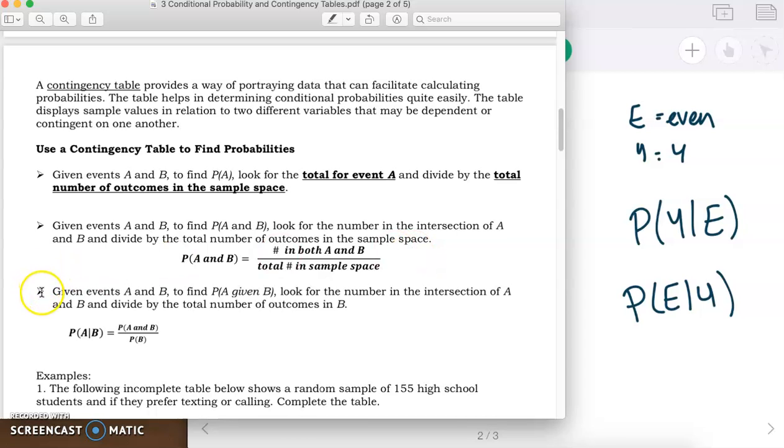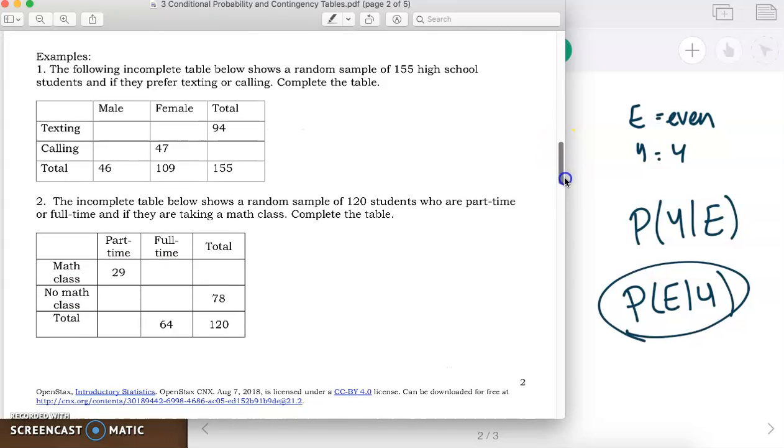Then given events A and B, to find probability of A given B, with the notation with the line, look for the number in the intersection of A and B and divide by the total number of outcomes in B. That's important. So this is A given B. So we're only considering, if we know B is true, then what is the probability of A happening? All right. So here we would notate it like this. Probability of A given B equals the probability of A and B, that's that intersection, divided by the probability of B. So here are some examples of contingency tables.